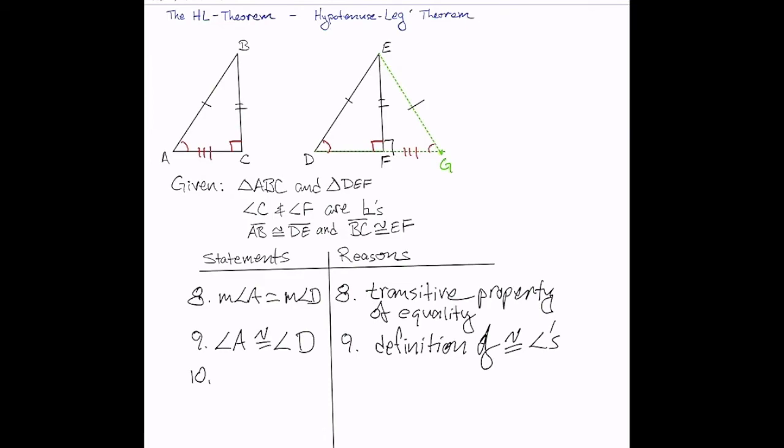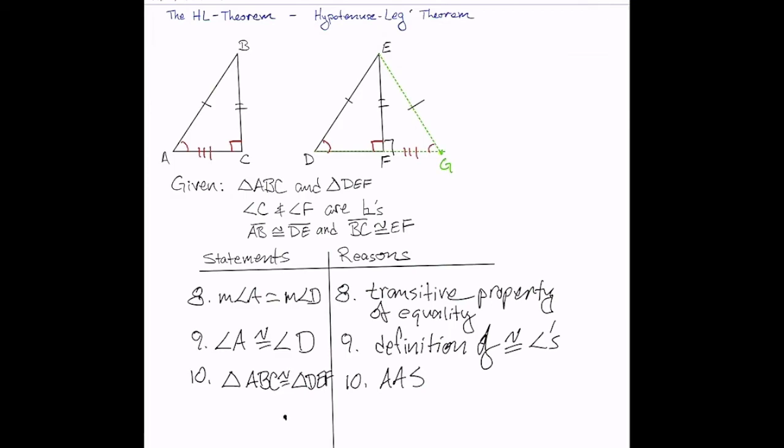And next we're going to say that triangle ABC is congruent to triangle DEF. And if you look carefully, we have right angles that are congruent to each other. We have angle A is congruent to angle D, and we have side AB is congruent to side DE, which was given to us. And that tells us that those two triangles are congruent by angle, angle, side.